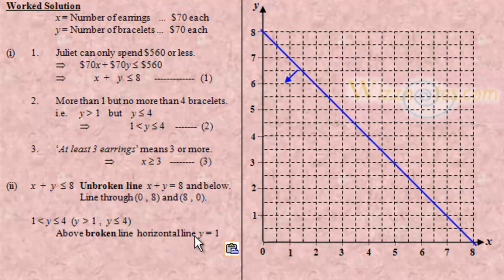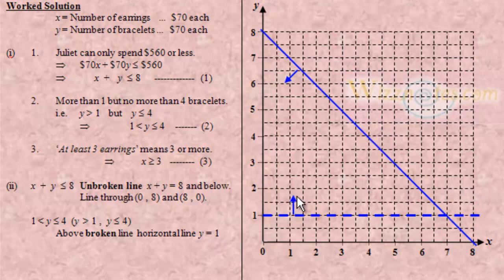And then we must also observe that y equals 1 is a horizontal line because the x-axis is y equals 0, so y equals 1 is parallel to the x-axis and passes through 1. That is, y equals 1 is a horizontal line passing through 1, and because the equal is not there, we have to draw a broken line. So let's go ahead and put in our y equals 1. So that's our y equals 1.